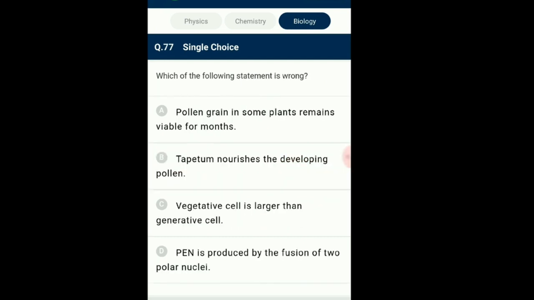Question number 77. Which of the following statements is wrong? PEN is the primary endosperm nucleus, which is formed by triple fusion when the second male gamete fuses with the polar nuclei present in the central cell to form triploid primary endosperm nucleus, which divides to form triploid endosperm. So the answer is option D. PEN is produced by the fusion of two polar nuclei. So that is the incorrect statement.